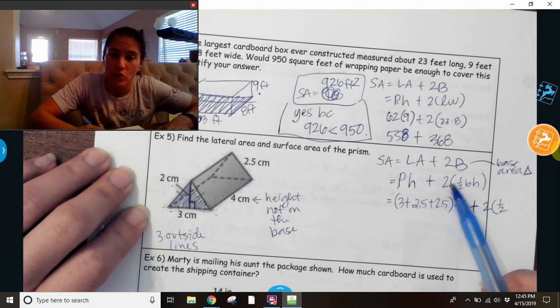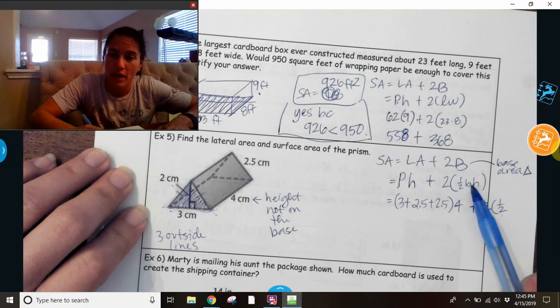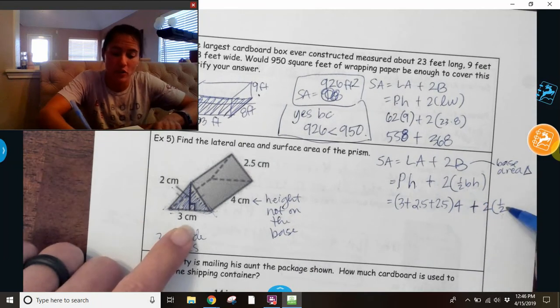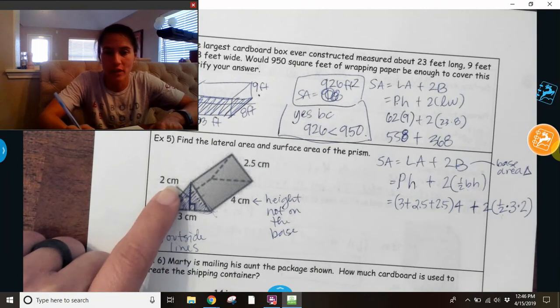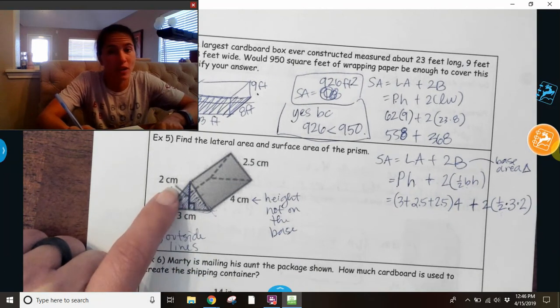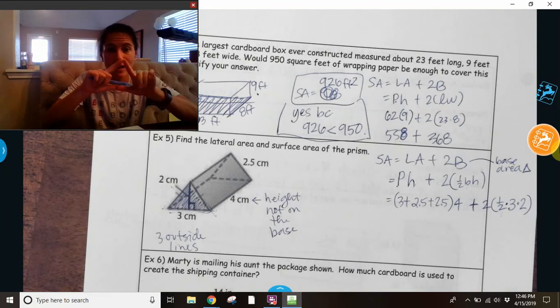Plus, bring down your plus, 2 1/2. I'm bringing down my 2 1/2. Now, the base and height have to come from the triangle. So the base of the triangle is 3, and the height of the triangle is that 2 right there. So the 2 is not on the perimeter because the perimeter is just the outside of the triangle. But the height is the one that comes in the middle of the triangle like this.